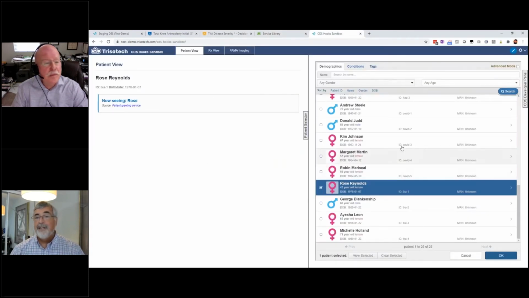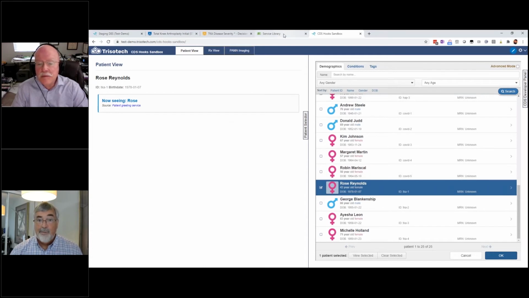So what we have here is a demo rig that we've created to showcase what's going on. And you can see here that I have a mock-up type of EHR environment, and this allows me to test various CDS hooks. So right now I have the Hello World CDS hook that is running, showing the patient. I'm now looking at Rose.